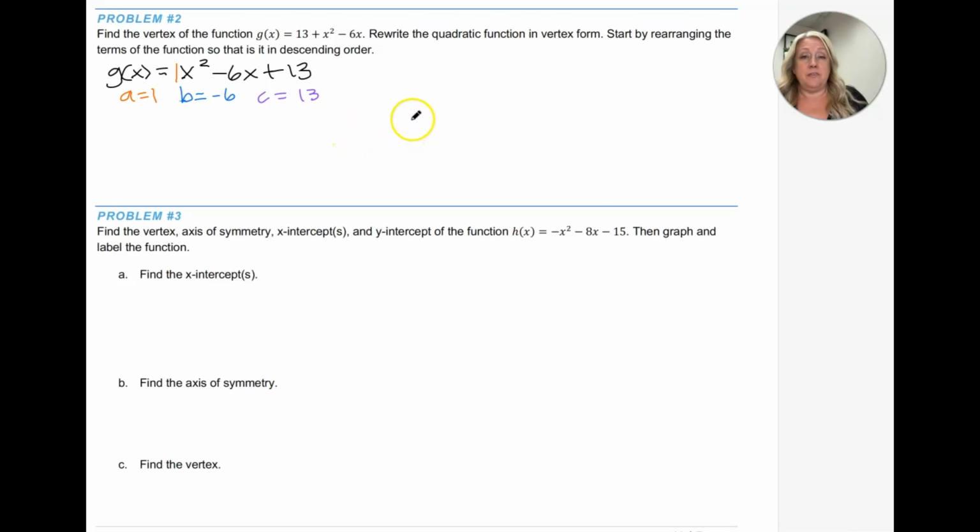So let's use the vertex formula to help us figure out what the vertex is. For our x value, we're going to take the opposite of b and then divide it by 2 times a. So the opposite of our b, it's negative 6, so make sure you write it down as a positive 6, over 2 times a, and a is just 1 in this, so 2 times 1. So we end up getting 6 divided by 2, which is 3. So x equals 3. That's part of our vertex, right?